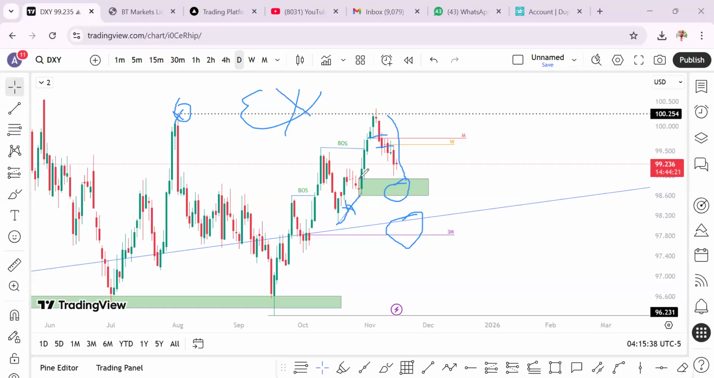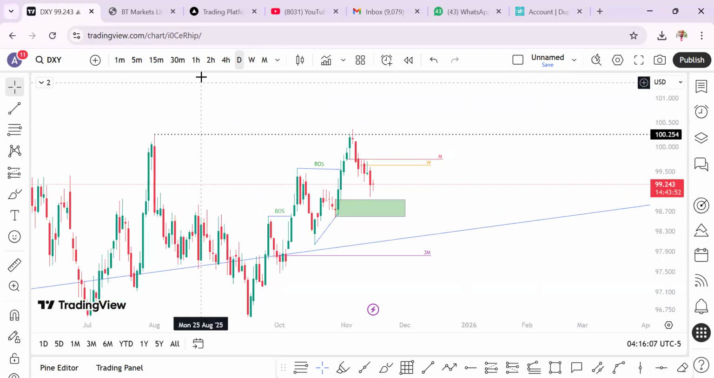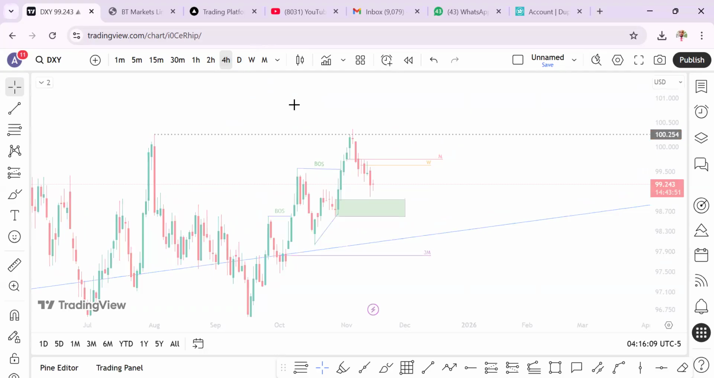And there's a demand. So whether price goes to this place and then goes back, or comes and liquidates the liquidity here, taps into this monthly trend line or this 3 month open, before we see the dollar bullish again. For that, I still favor more bearish on the dollar, right? I still favor bearish on the dollar.